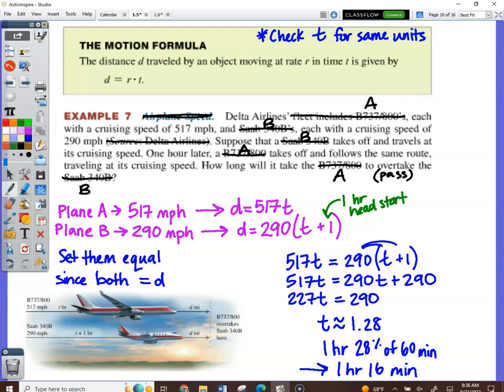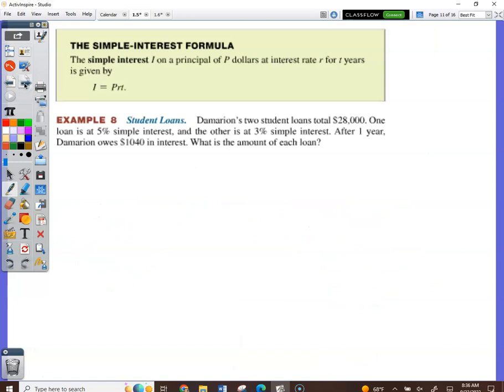Alright, let's do another one. This time it's interest, but it's simple interest. It's not compound interest. It is simple, which means you just plug it in. There's nothing fancy. I equals PRT. This is the formula. That is an I, by the way. It doesn't really look like it. I equals PRT.